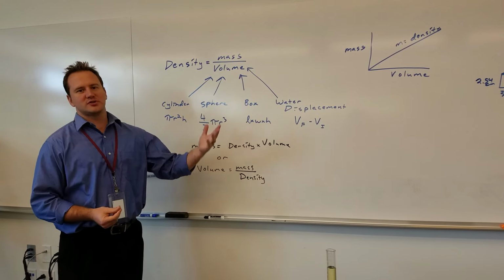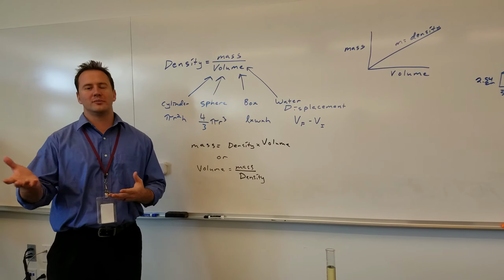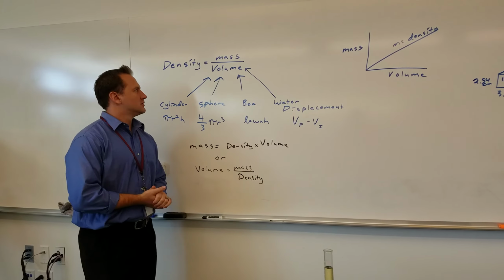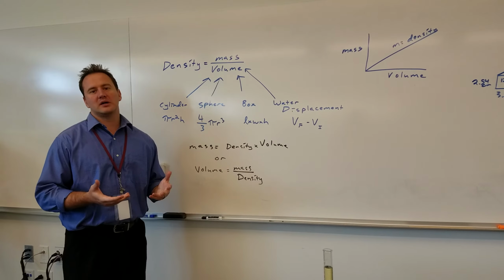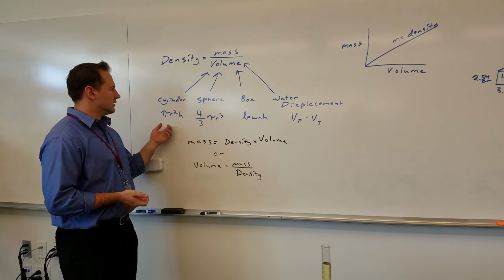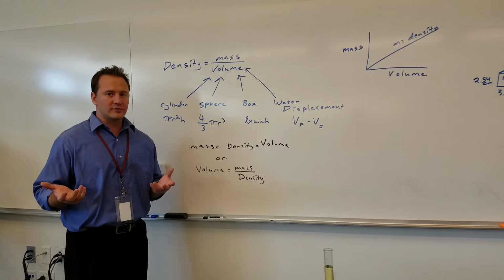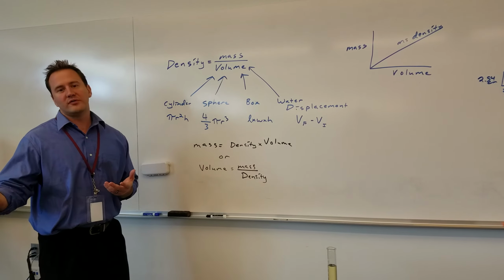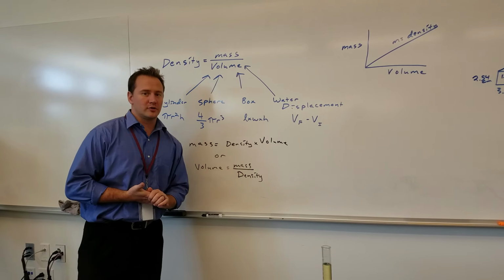Mass is pretty straightforward to determine. In a lab, we'll record the mass on an electronic balance. Volume, however, is sometimes a little more complicated to calculate. If you have a regular shaped object like a cylinder, a sphere, or a box, there are equations we can use to calculate the volume. If you have an irregularly shaped object, we need to use water displacement in order to determine the volume.